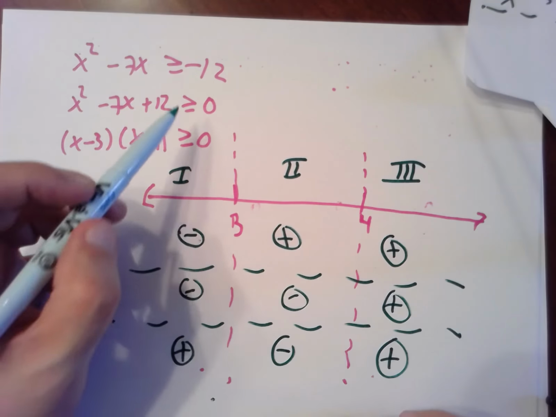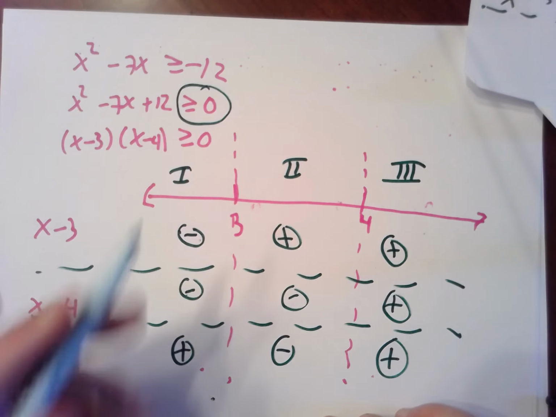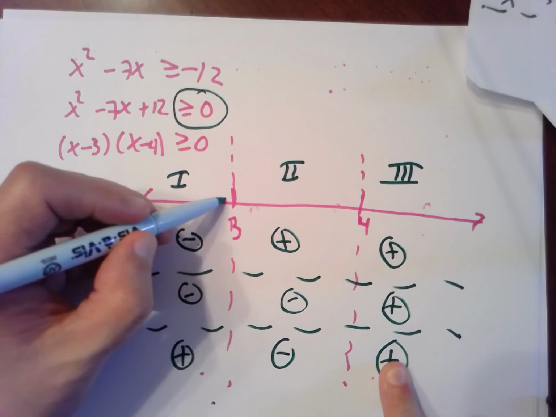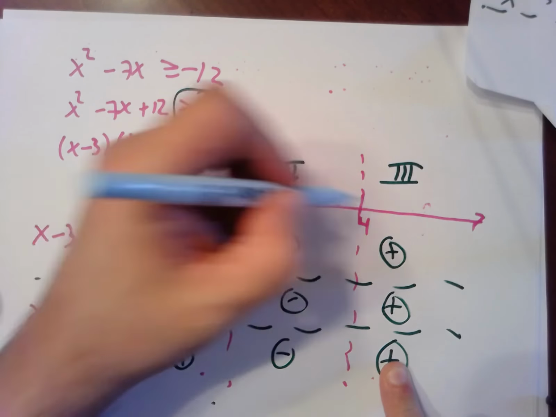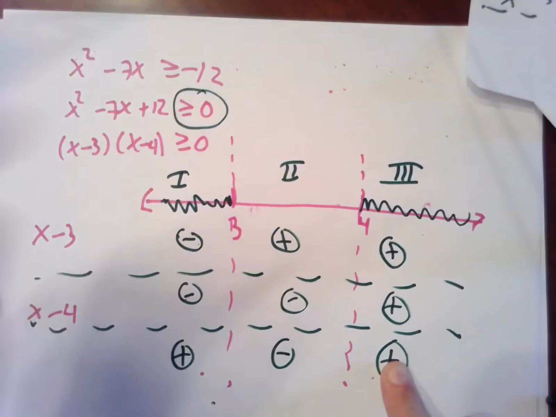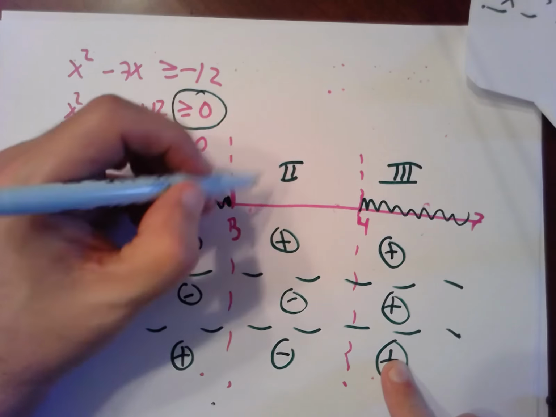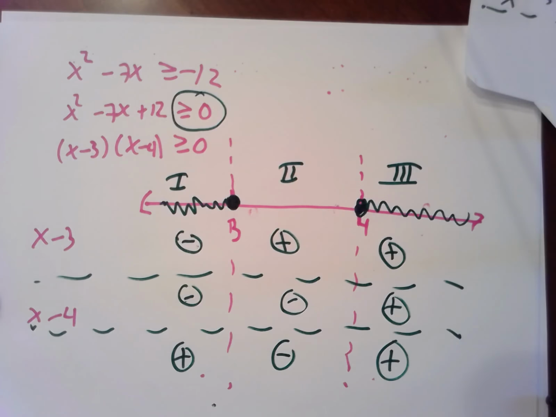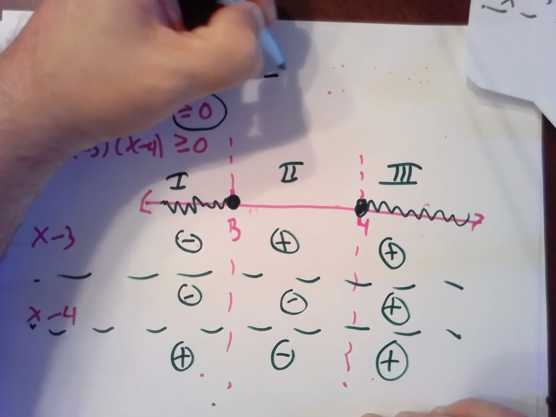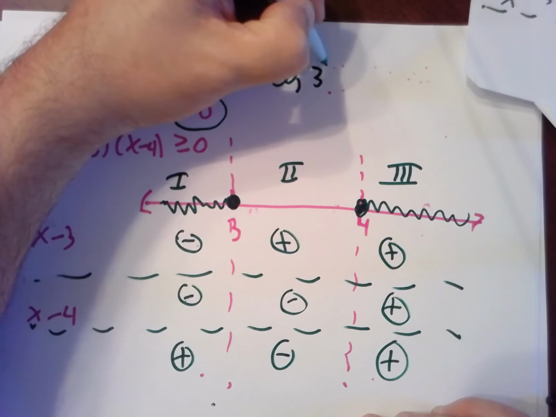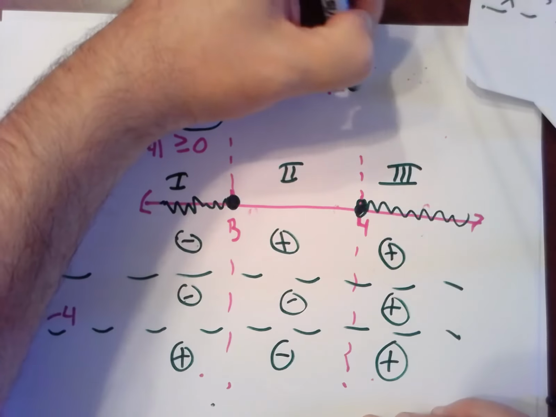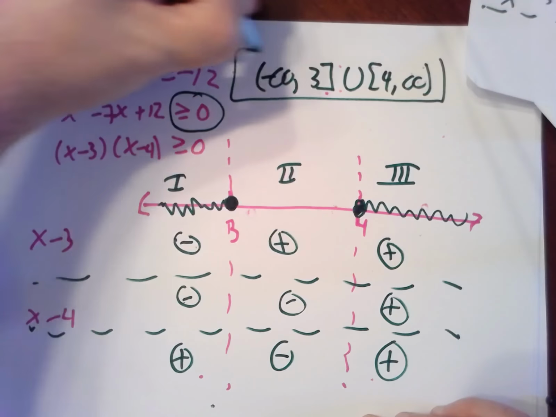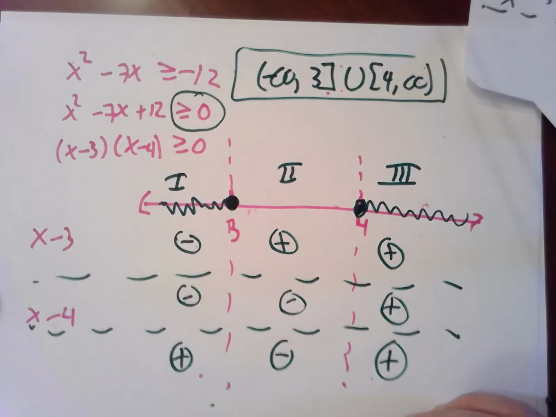Now, really, for the first time, I look and see, what did I want? I want positive. That's these two regions. All of this stuff. All of this stuff. I have the equal to, so solid dots, or brackets once I write it out. And that would be negative infinity to 3, the bracket, union 4 to infinity. That is the solution to this nonlinear inequality.